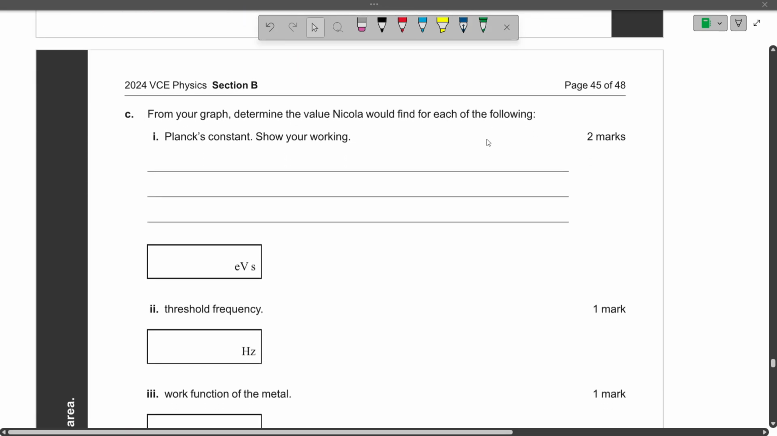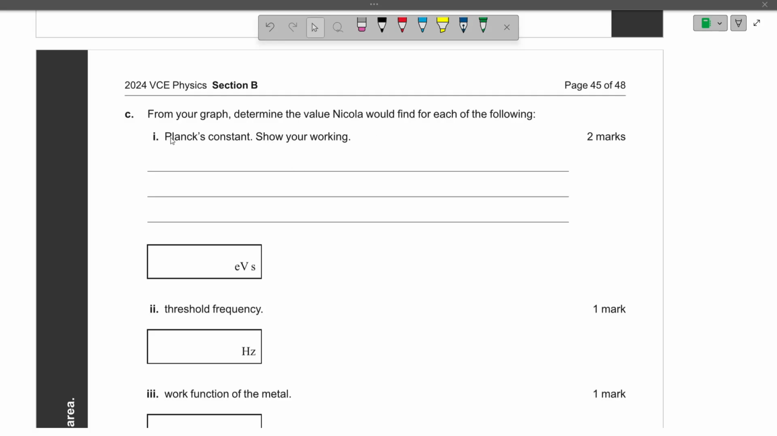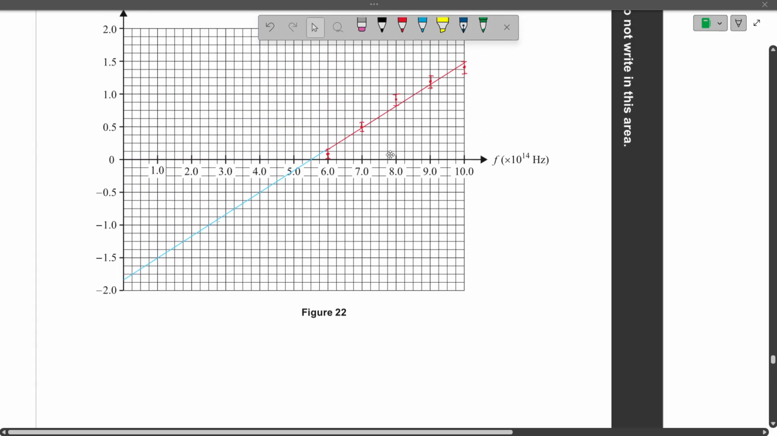Part C. From your graph, determine the value Nicola would find for each of the following. First one is Planck's constant, show your working. Hopefully from theory you know that when you've got a voltage versus frequency graph like this, the gradient is going to give you Planck's constant. Don't just assume Planck's constant is a number, you have to determine that number from the graph.